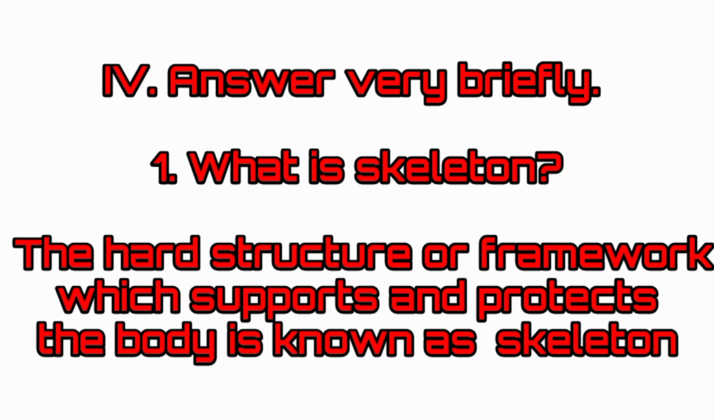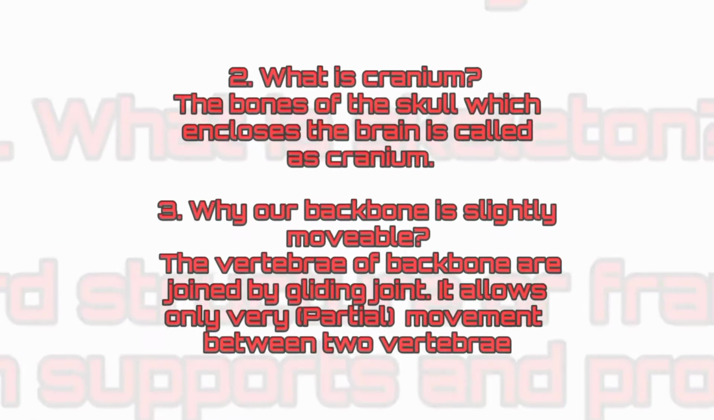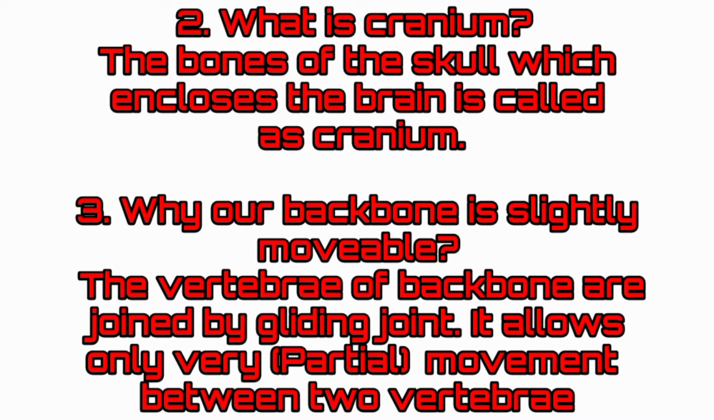Answer very briefly. What is skeleton? The hard structure or framework which supports and protects the body is known as skeleton. What is cranium? The bones of the skull which enclose the brain is called cranium. Why is our backbone slightly movable? The vertebrae of backbone are joined by gliding joint. It allows only partial movement between two vertebrae.